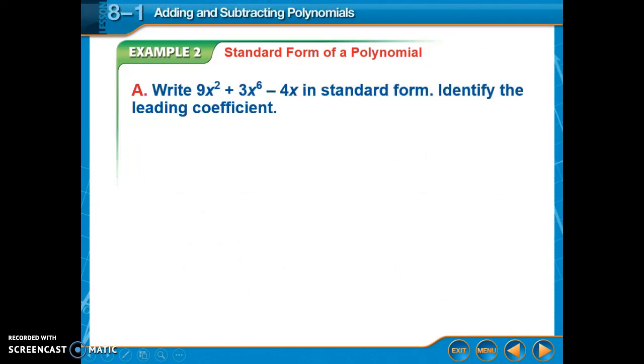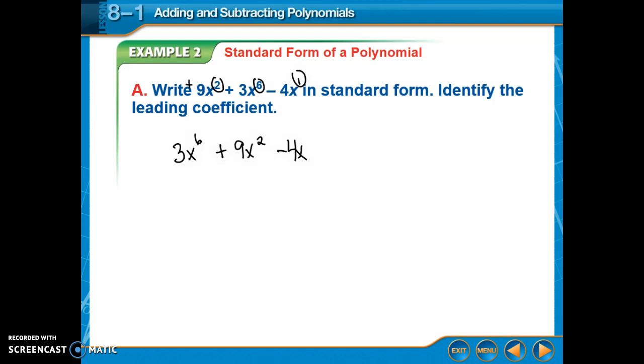Okay, if you want to write a polynomial in standard form, you look at the powers, and they go from greatest to least. So this one has an exponent of 1, this one 2, and this one 6. So the greatest one is the first term, and I take the whole thing. It's a positive 3x to the 6th. Then the next highest power is this 2, so it's going to be plus 9x squared. And then my last one is this minus 4x. So this is standard form.